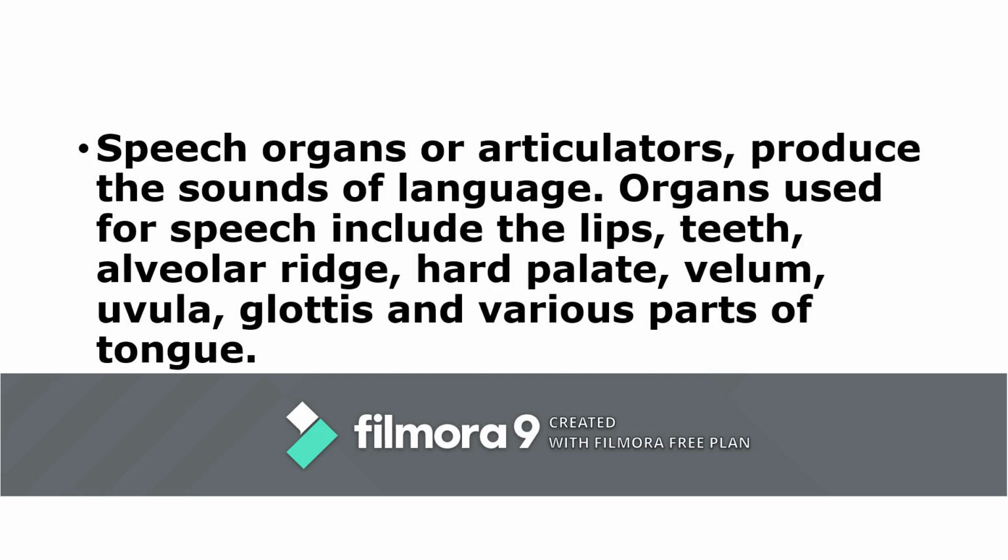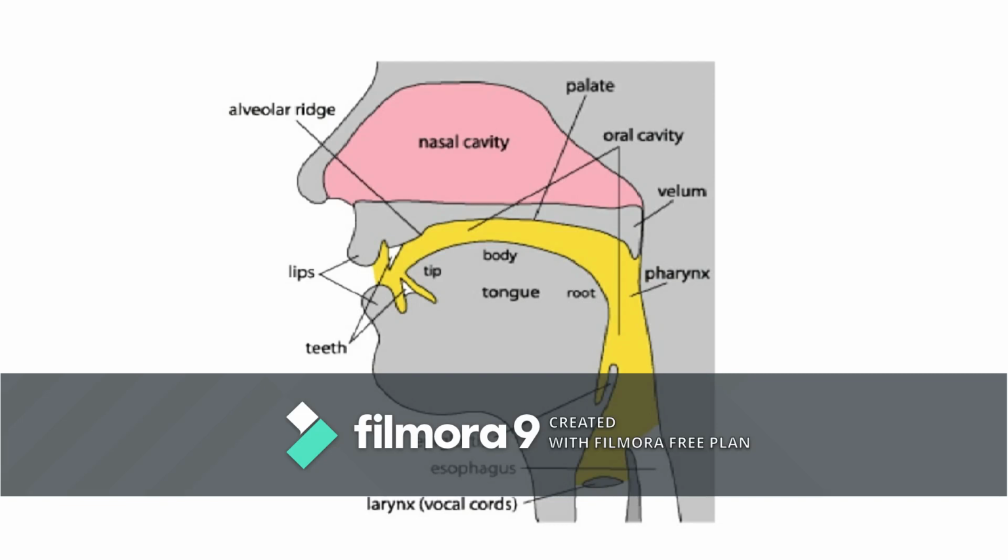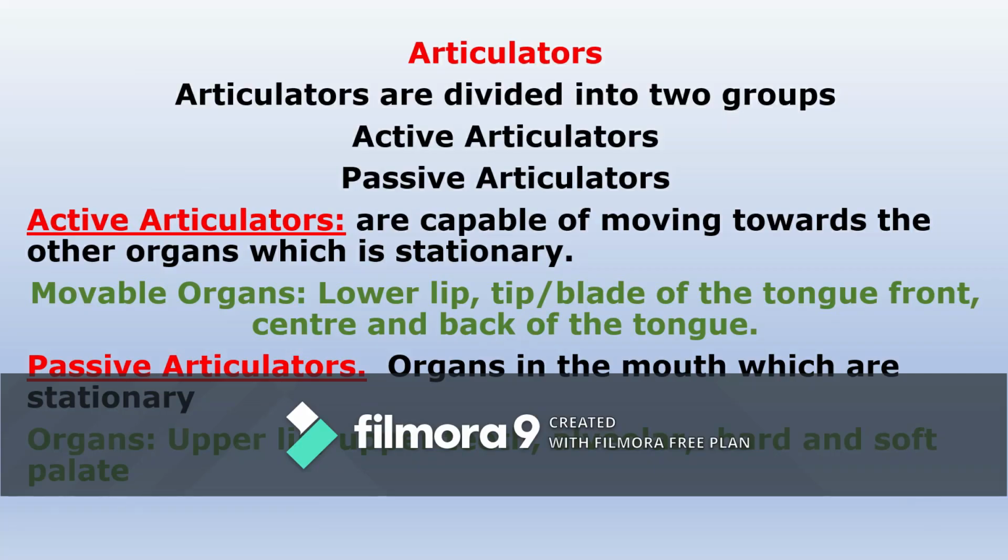It consists of lips, tongue, and roof of the mouth: lower lip, upper lip, different parts of the tongue, such as tip, blade, front, center, and back of the tongue, teeth, teeth ridge, and hard and soft palate, which are involved in shaping the air into speech sounds. Generally, we call them speech organs or articulators, which are divided into two groups: active articulators and passive articulators.